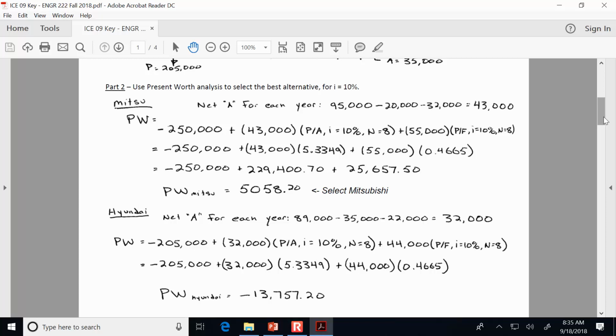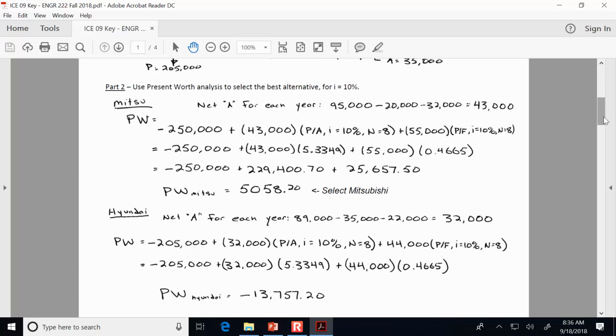And then we want to find the present value of the recurring revenue. So $43,000 versus $32,000. And both of them are going to have the same factor because it's the same find present given annual, P/A. It's for 10%. It's for n equals 8. So once I look up that factor of 5.3349 from the 10% table on the back page, I can use that factor for both the Mitsubishi and for the Hyundai. It's just the magnitude of the annual series that's different.